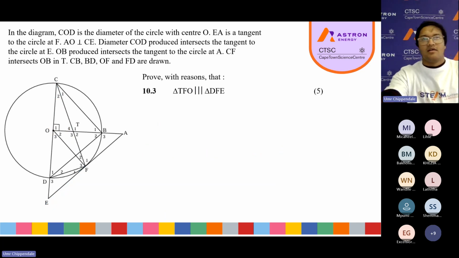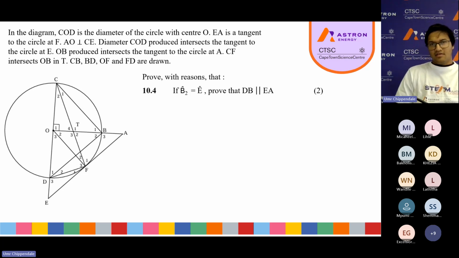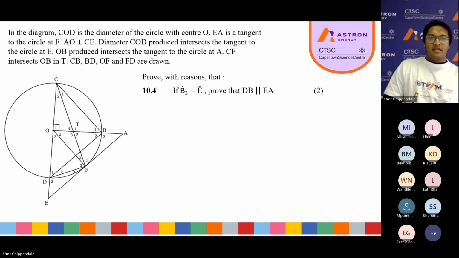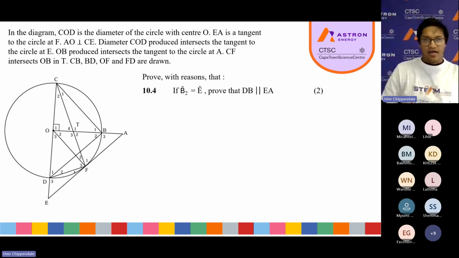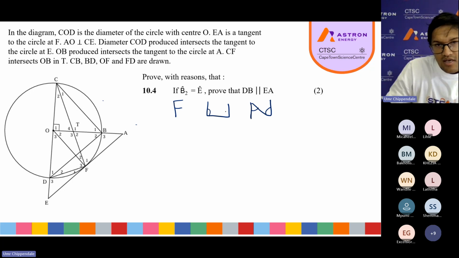Now, 10.4. If angle B2 is equal to angle E, prove that DB is parallel to EA, right? So whenever we see parallel lines, that should bring FUN to your mind, because when it comes to parallel lines, there are three different cases. It could be F, U, and N, where F is the corresponding angles, U your co-interior angles, and N your alternating angles.